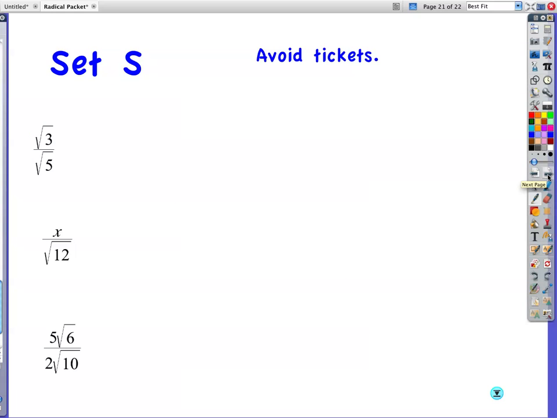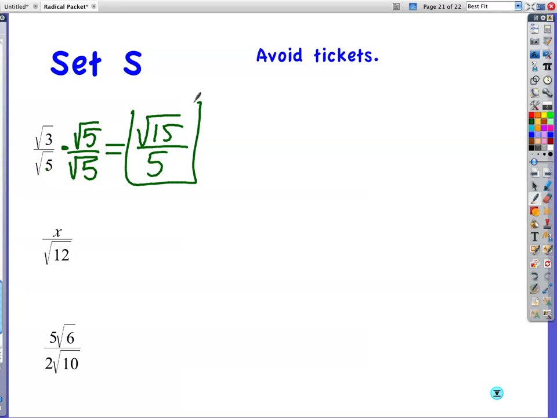Once again, avoid your tickets. We're going to multiply the top and the bottom times square root 5. Remember the value is 1, so I can multiply anything by 1. So this radical problem would stay the same value. Square root of 15 over, square root of 5 times square root of 5 is 5. I could break down the top if I needed to, but square root of 15 will be square root of 5, square root of 3. It's not getting me anywhere to do that. So I will leave square root of 15 over 5.